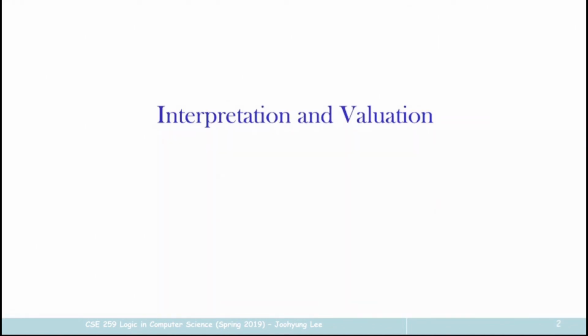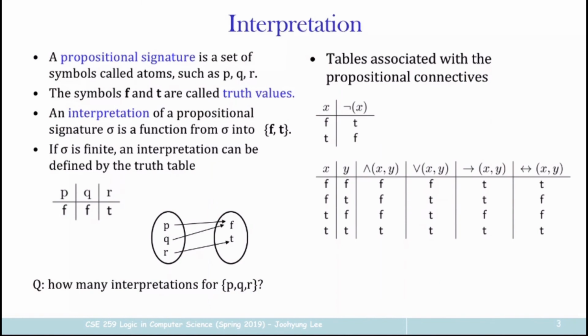So the first concept that I want you to know is interpretation and valuation. And this is the definition. So first, we have a propositional signature like P, Q, R. And now we start to talk about the meaning of the formula. So we have two truth value symbols called false and true.